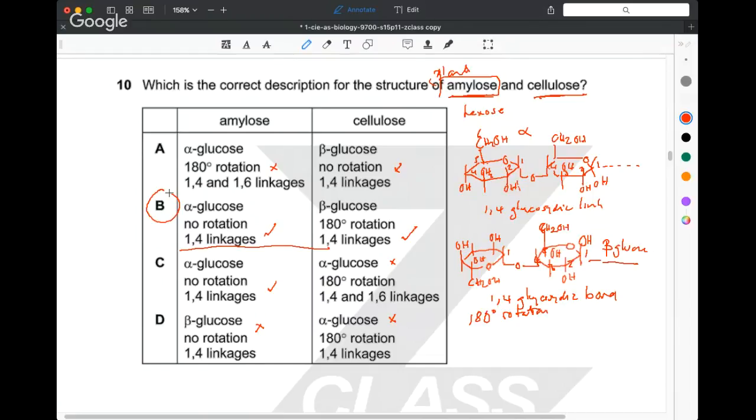And the examiner said that a lot of candidates couldn't really work out or didn't really understand these structures as we've drawn them out here of amylose and cellulose. And very, very many students had the misconception that cellulose, this one, contained alpha glucose. It doesn't. Cellulose is made of these beta glucose monomers.